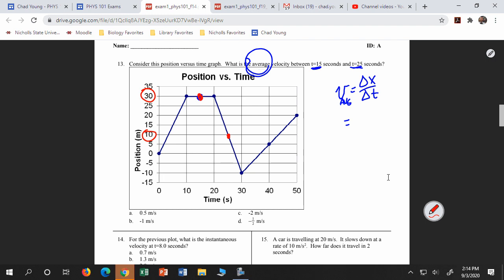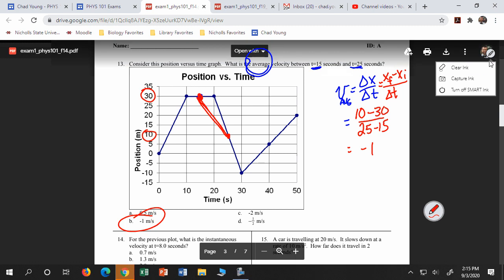The initial is 30, and the final is 10, so it's 10 minus 30. Right, that's x final minus x initial divided by the time. So 10 minus 30 divided by 25 minus 15. That's -1. So B is the right answer. That's finding the average velocity. I'm looking for the slope of this line right here. Let's look at another one, though. That one's probably one of the easier graphing problems. Let's look at another.